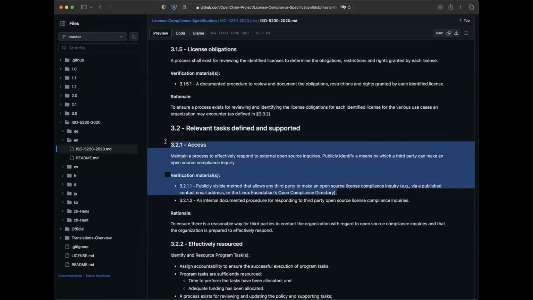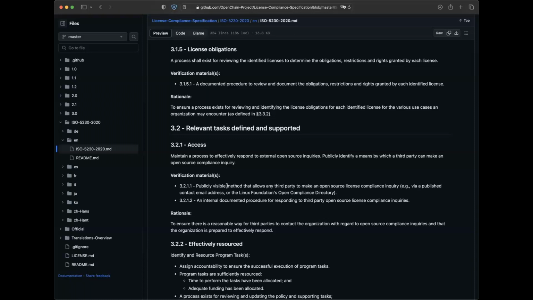You know, there's a thing with access which says have a publicly visible method for third parties to contact you and find out what's going on in license compliance. Now, we're not prescriptive if it's an email address or something else. We don't go that far down. We just say have this item in place.